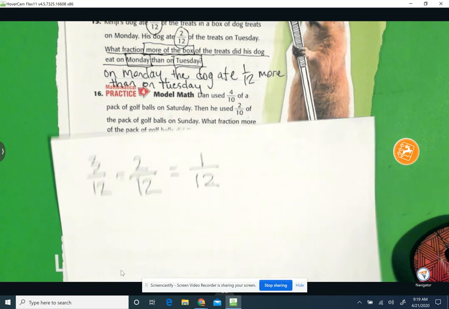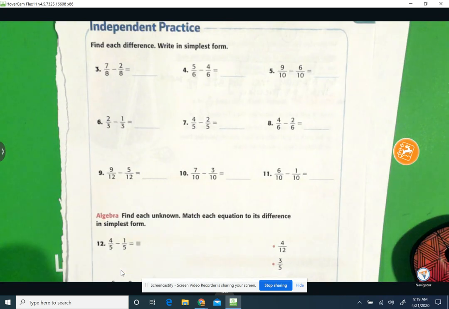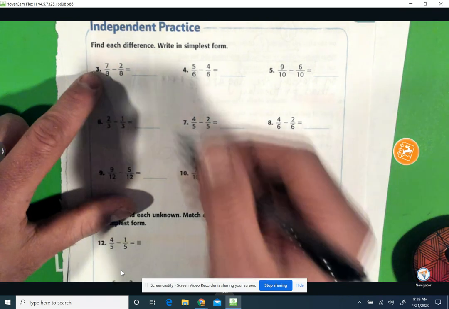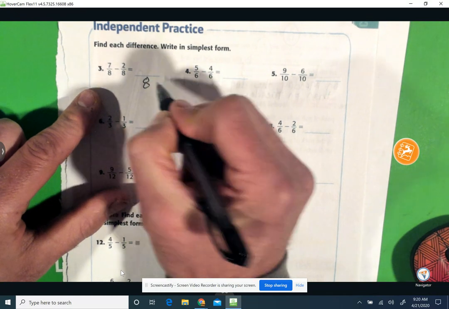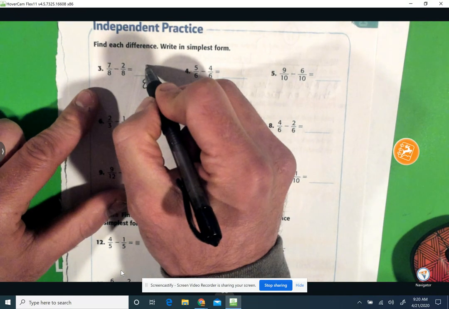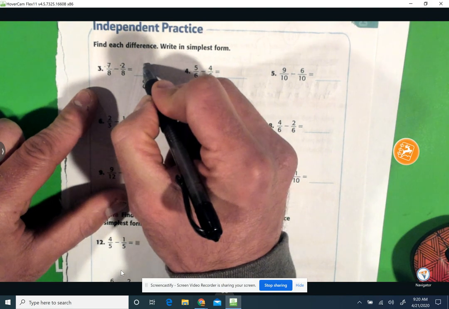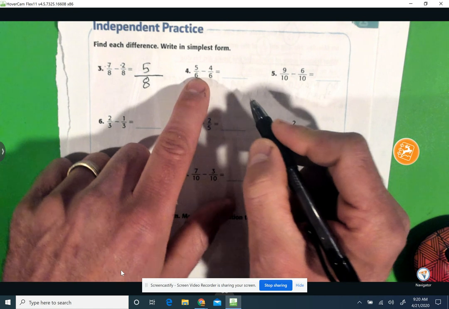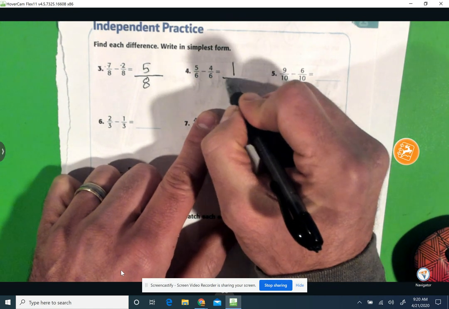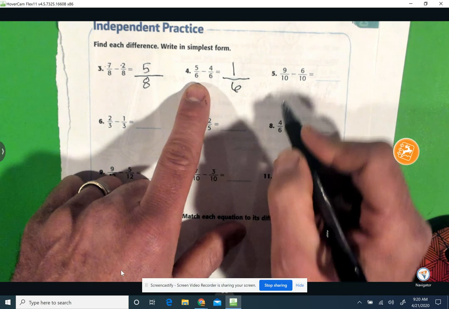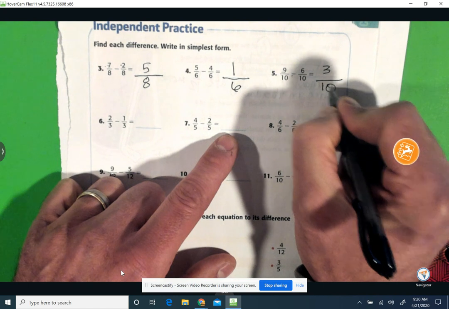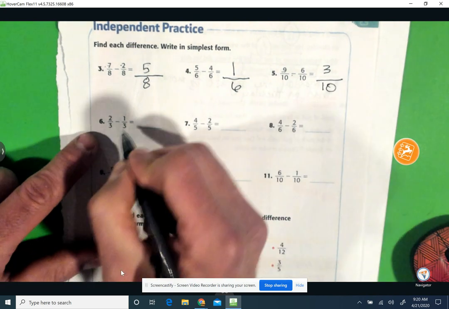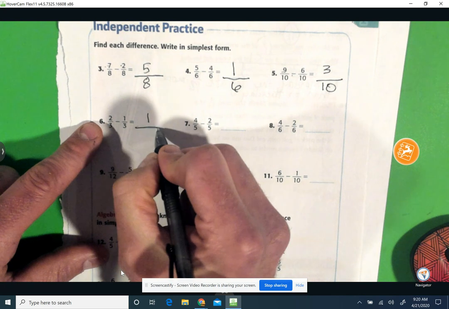All right. So I'm going to flip this page over and just kind of go through some of these problems. Number 3, we have 7/8 minus 2/8. I know I'm going to keep my denominator the same, and I am going to subtract the numerator. 7 minus 2 is 5. 5 minus 4 is 1. Denominator stays the same. It's 6. 9 minus 6 is 3. My denominator stays the same. It's 10. 2 minus 1 is 1.